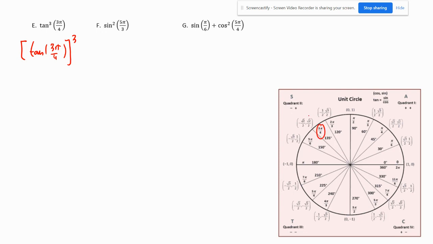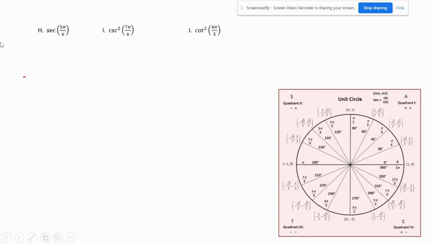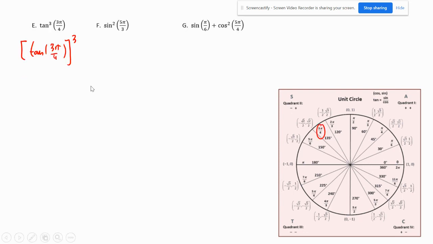Tan is y divided by x. Okay, so we have root 2 over 2 over negative root 2 over 2, and we cube that. Now, these numbers are the same, but one's positive, one's negative, so this is going to be the same thing as negative 1 cubed, which is negative 1.